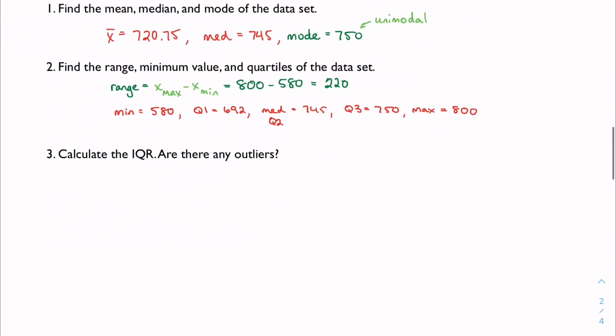The last thing we would look at is the IQR. And are there any outliers? So let's find the IQR. The IQR is quartile 3 minus quartile 1. So that's 750 minus 692. So that's an IQR of 58.